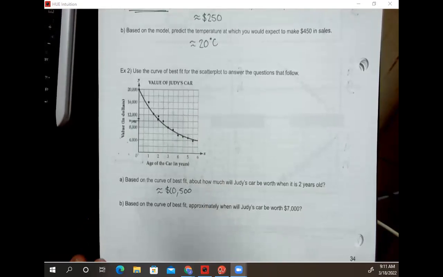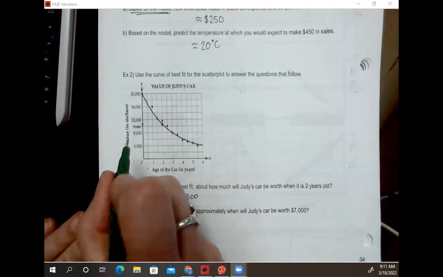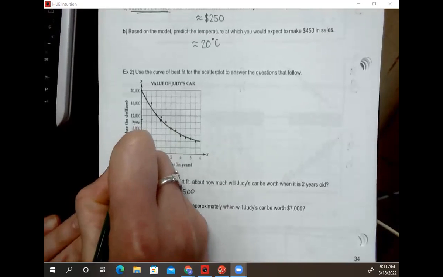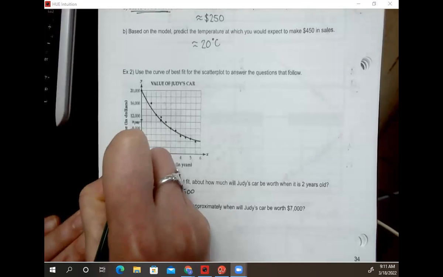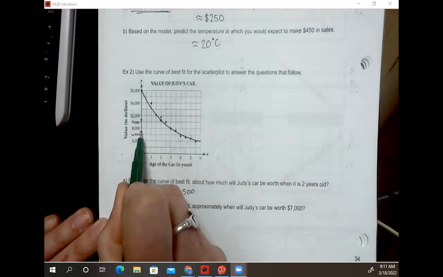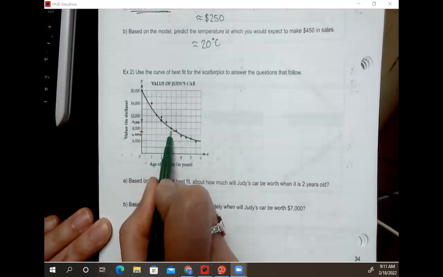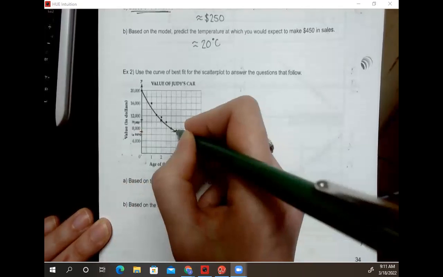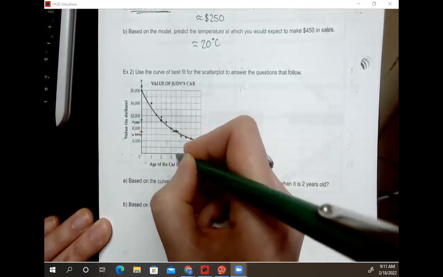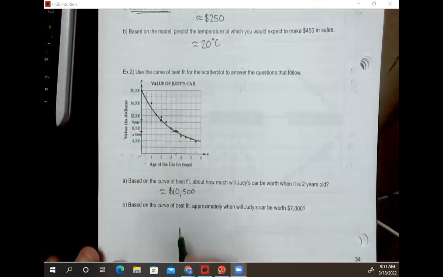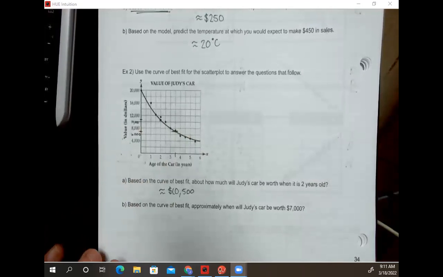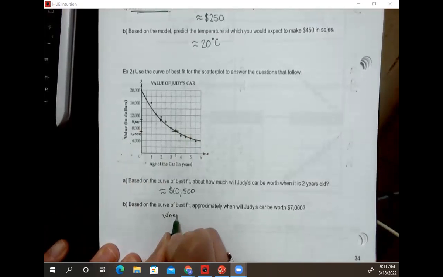And then based on the curve of best fit, approximately when will Judy's car be worth $7,000? This time I'm looking at that dollar amount. So there's 4, there's 8. In the middle here would be 6,000. So 7,000 would be halfway between 6 and 8. So I'm going to follow this to somewhere on the curve. That looks like about 3.5 years. So approximately when will Judy's car be worth $7,000? When it is about 3.5 years old.